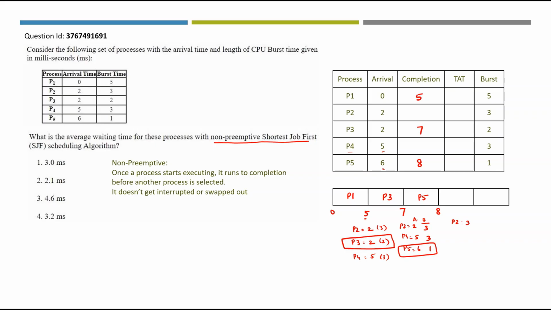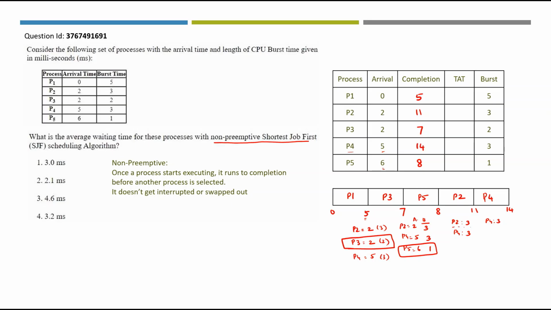After P5 we have only 2 options. P2 with 3 burst time, P4 with 3 burst time. So based on the arrival criteria we will first execute P2 itself. P2 will run for 3 burst time, reaching 11, and P4 will be alone remaining here. So P4 will run last for 3 milliseconds and thereby complete at 14. So P2 will complete by 11 and P4 will complete by 14.